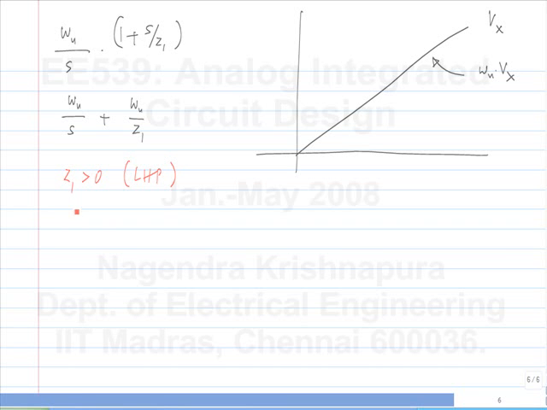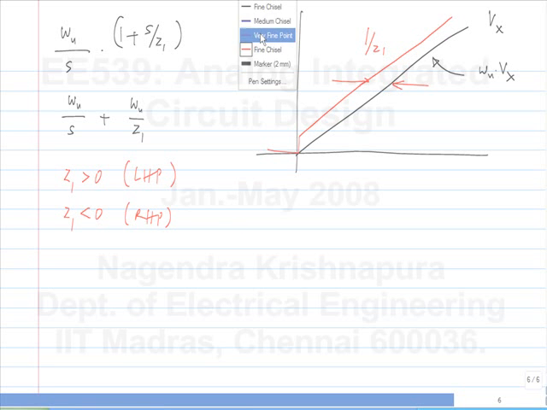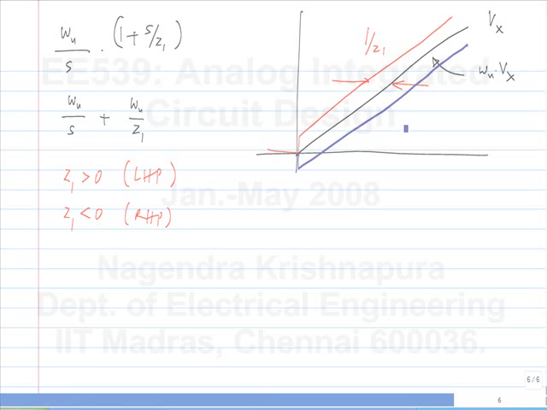Okay. We will get a response like this. And what is the horizontal displacement? What is the advance in time? 1 by z1. And if z1 is less than 0, that is right half plane, then I'll get something that goes the other way. It's terrible. In fact, you're supposed to feed back the signal in one direction. It initially goes in the wrong direction and comes back to the right direction. So it's quite bad.